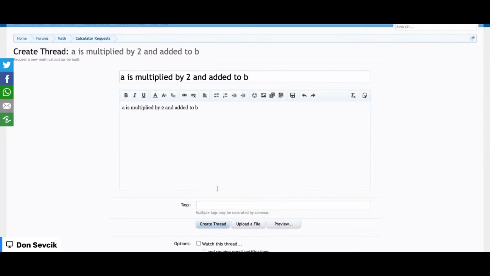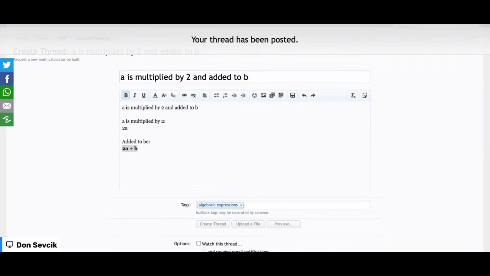A is multiplied by 2 and added to B. This is an algebraic expression. So A is multiplied by 2, that's 2A, added to B, so 2A plus B. And that's our first answer of this stream.